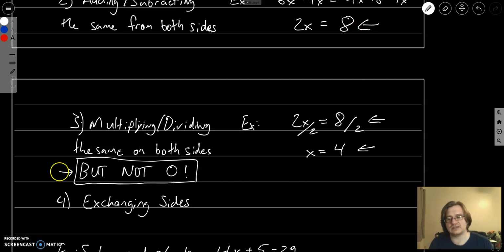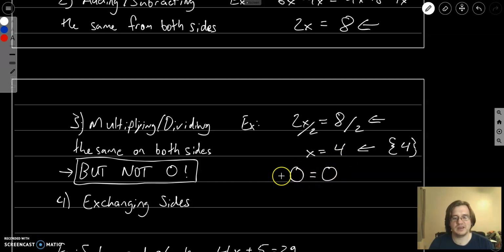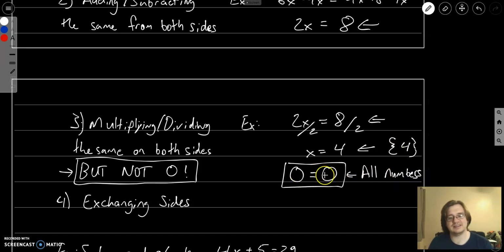The one thing that we're not allowed to do is multiply or divide by 0. Dividing by 0 is always a bad thing. Multiplying by 0 gives us a different solution set. We can see here that the solution set is just the number 4. 4 is the only solution here. If I multiply both sides by 0, 0 times x is 0, and 0 times 4 is 0. So the question is, what are the solutions to 0 is equal to 0? Anything you plug in will work. So all numbers are solutions to this. So the solution set changed. I don't want to multiply by 0. It doesn't give you anything.